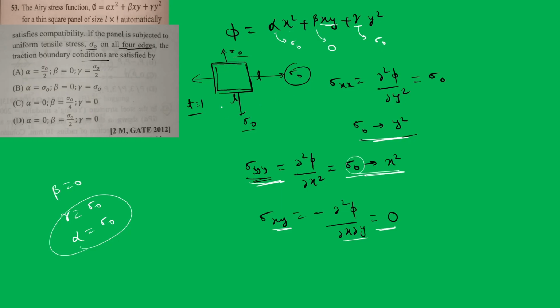By differentiating this one, you can already find out. Okay, so alpha is sigma naught, gamma is sigma naught, and beta is 0. So this one satisfies it. Okay, and the rest are not satisfying this one, right? So this is sigma naught by 2, and one sigma naught by 2. So these are not satisfying it. Okay, is it clear to you?